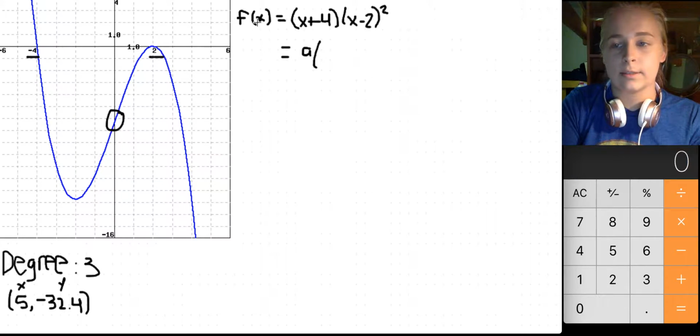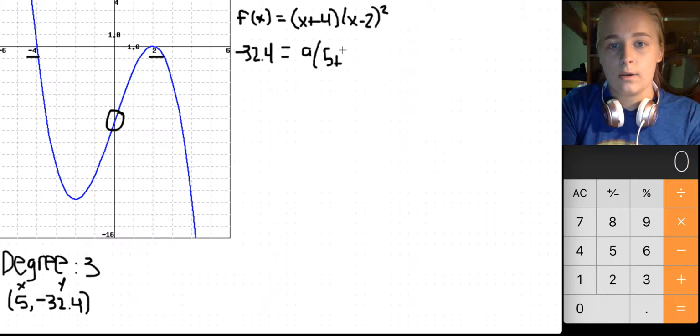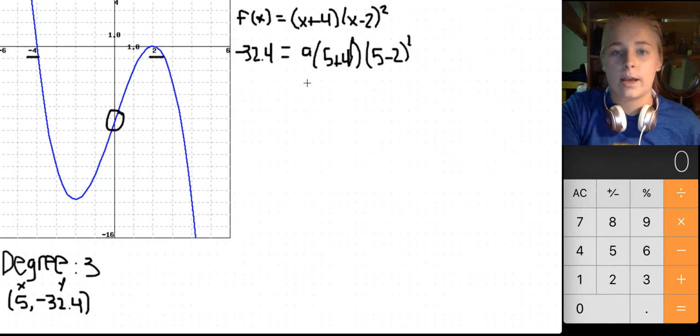And in this case, f of x is the same thing as y. So we take negative 32.4 to sub that in, and then we leave the a here. And then x is equal to 5, so we sub in 5 plus 4. And then we do the same thing here by taking 5 minus 2 squared.